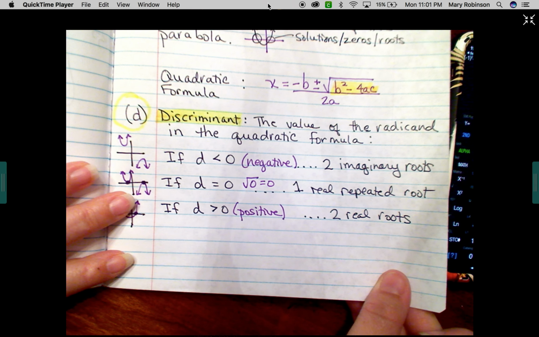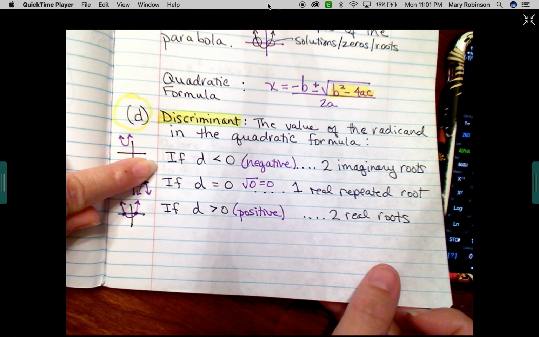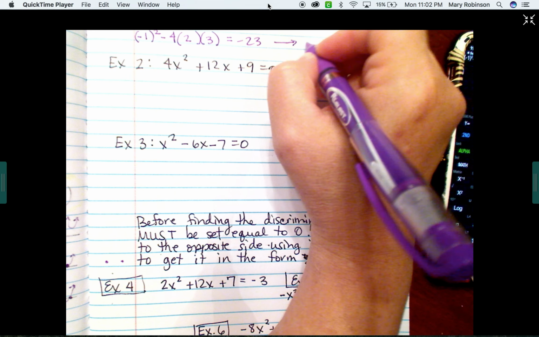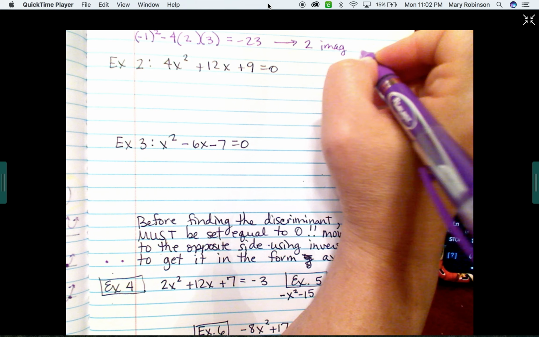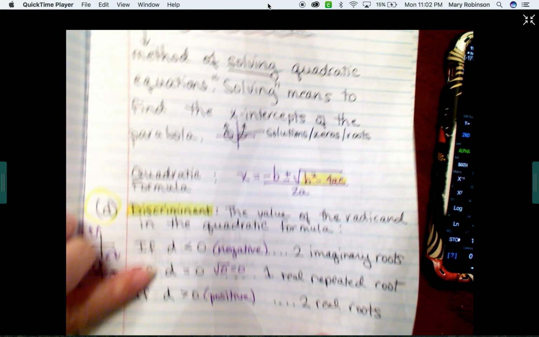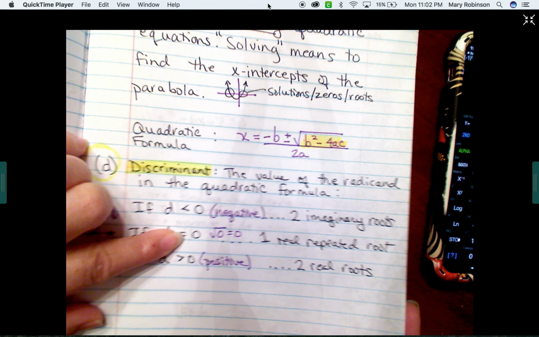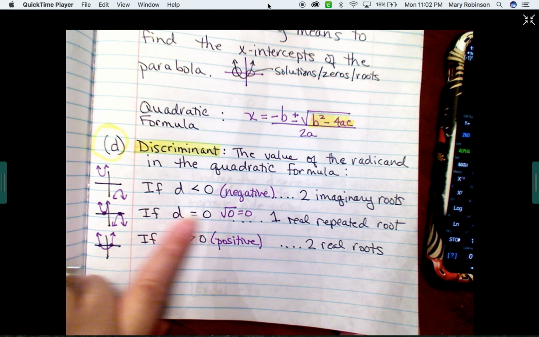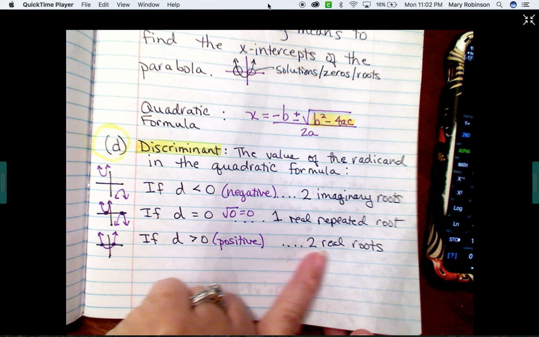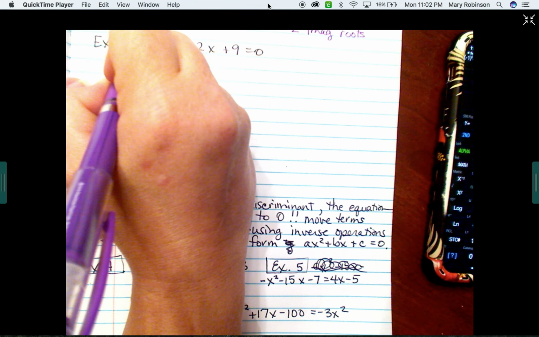So if we go back here to our notes, if our discriminant is a negative value, we're going to get 2 imaginary roots. So I'm just going to come over here and write 2 imaginary roots. So again, if it's negative, 2 imaginary; 0, 1 real repeated root, which means it sits on the x-axis. And if it's positive, we're going to get 2 real roots. So we're just going to move forward a little bit quicker now.